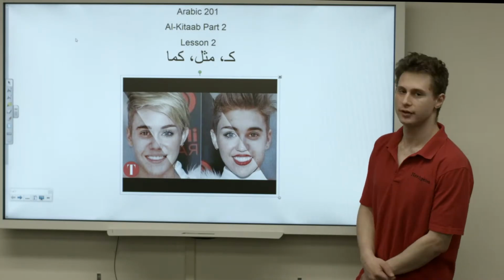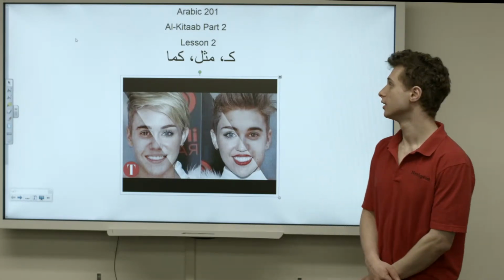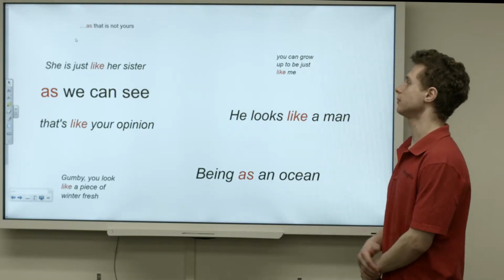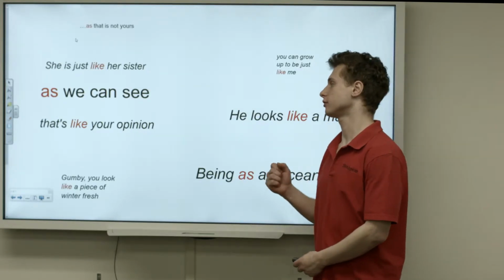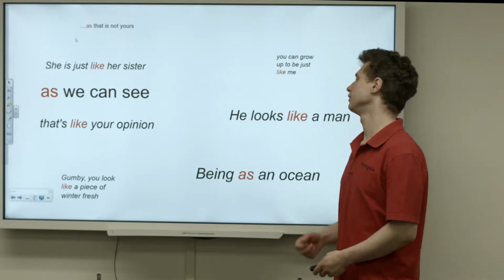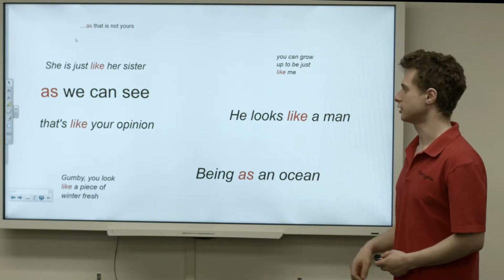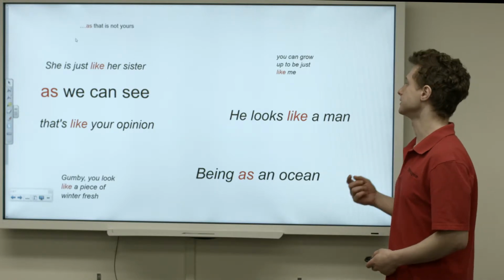Ahlan ya talab. Today we're going to be learning about comparatives. So comparatives are things like these examples. She is just like her sister. As we can see, he looks like a man, being as an ocean, as that is not yours.